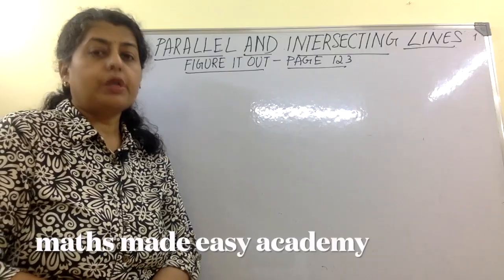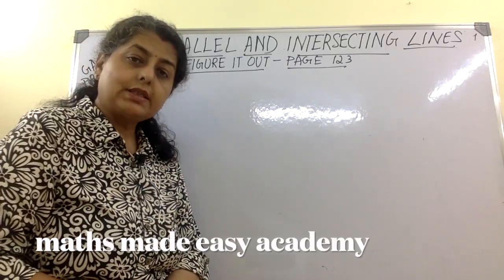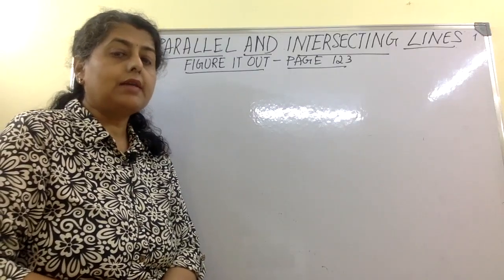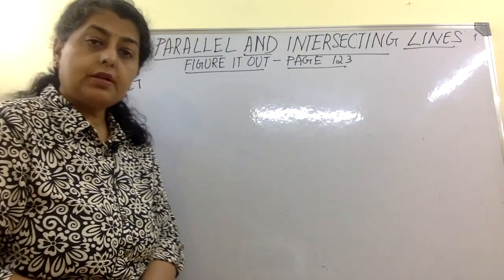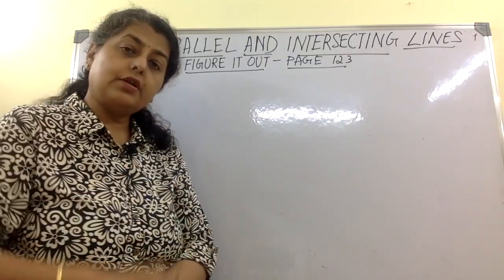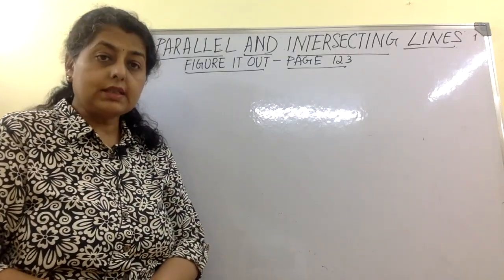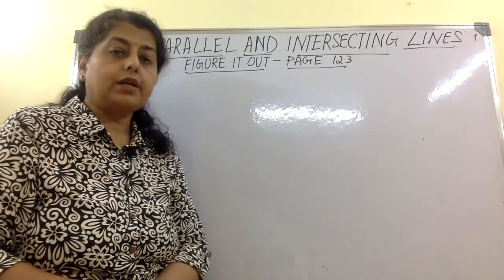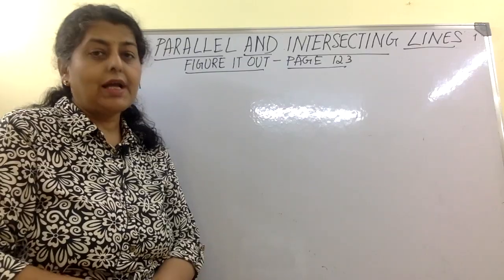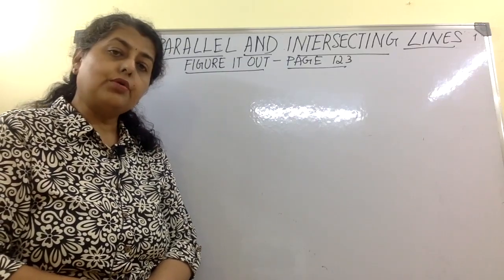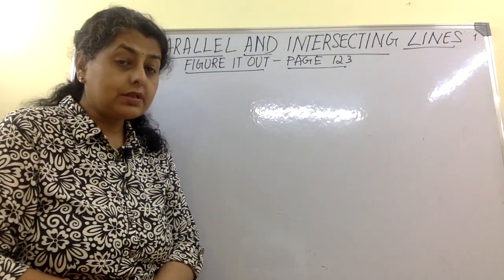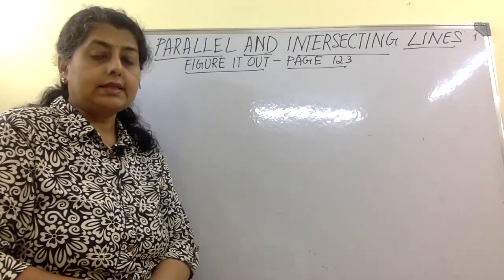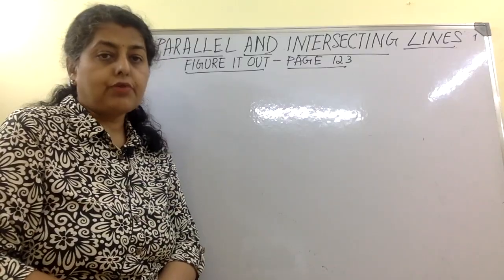Now in this video we are going to take up Ganita Prakash chapter 7, parallel and intersecting lines. Okay, let's understand what are parallel and intersecting lines. Figure it out questions: we are going to do all the figure it out questions of page 123 in this video, and in my next video we are going to do all the questions of page 124 and 125. So in this video we are first going to understand what are parallel lines and what are intersecting lines, and then we will do the figure it out questions.